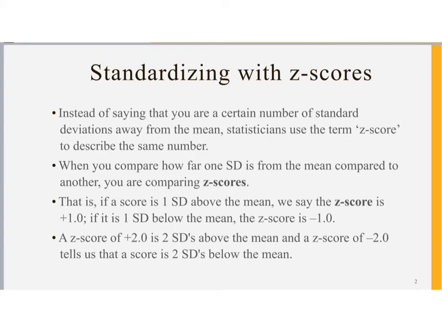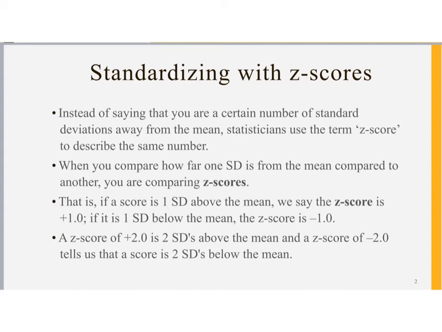So z-scores are a way of standardizing scores. Instead of saying that you're a certain number of standard deviations away from the mean, statisticians typically use the term z-score. This describes the exact same thing. When we say a z-score was +1, we're saying that a raw score was 1 standard deviation above the mean.